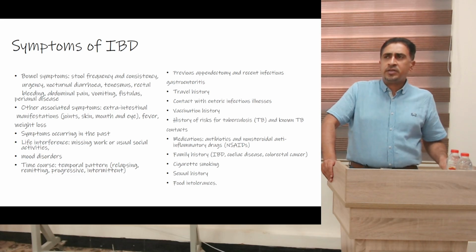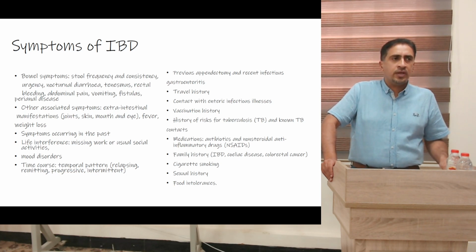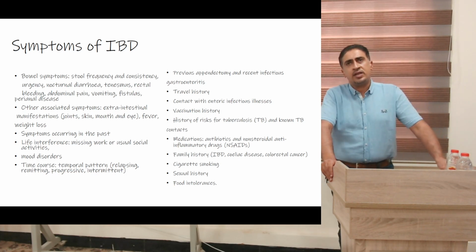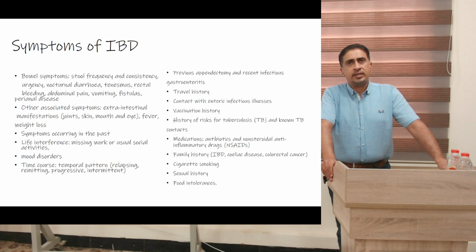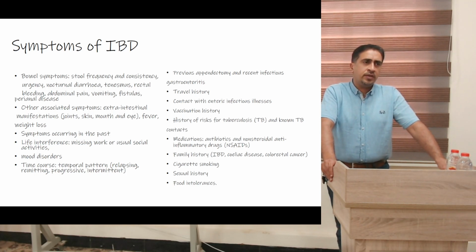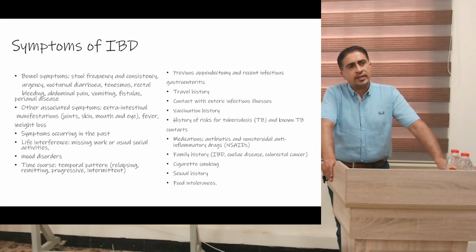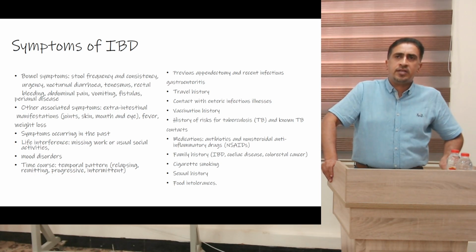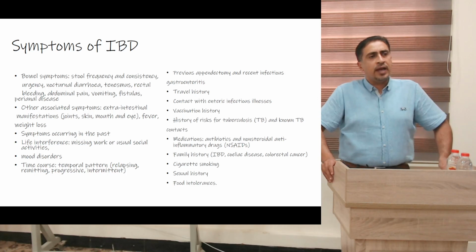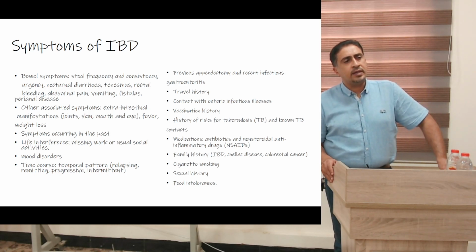But if you take a history from another patient, like one with IBS, they usually adapt or cope with their symptoms. But patients with inflammatory bowel disease tell you, I couldn't attend social activity because of the urgency that I have or because of the significant abdominal colic that I have, which prevents me from attending many social activities or my usual life. Mood disorder can happen because of the chronicity of the disease. Many patients have depression and anxiety because of inflammatory bowel disease.